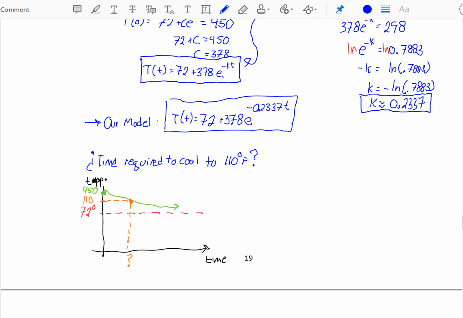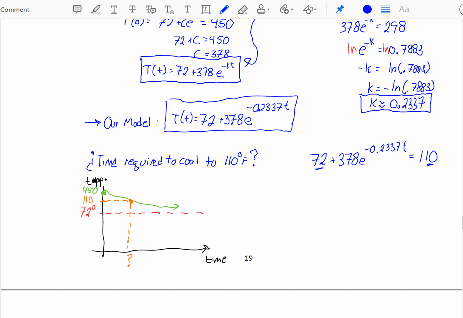So let's answer this question. We're going to have 72 plus 378 e to the negative 0.2337 t equals 110. And let's solve for t to find out when this equals 110. Now I'm going to do two things in my algebra here to save me some room. I'm going to subtract 72 from both sides and then divide by 378.